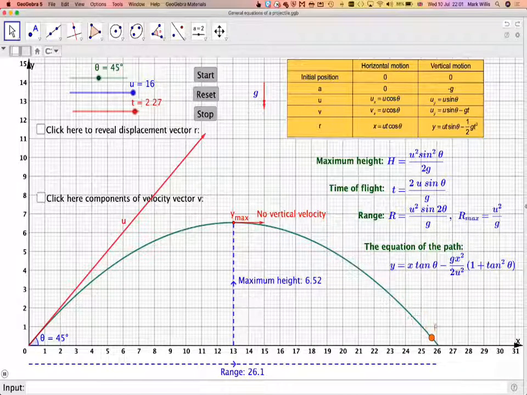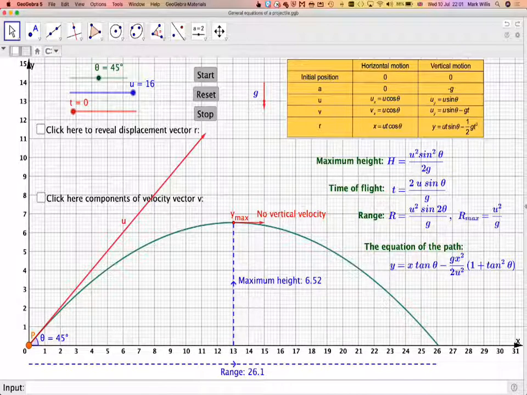So we're going to derive equations for the maximum height, the time of flight, the range, and the general equation of this path. We'll reset that to begin with. We've got gravity acting downwards, so it will be minus because it's acting downwards.